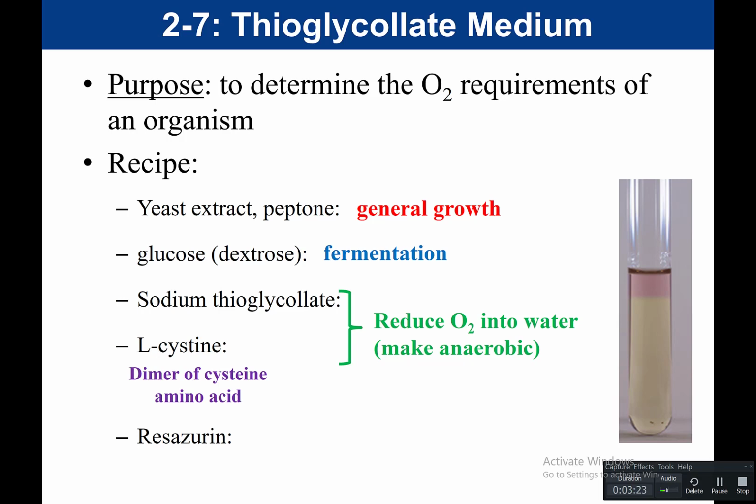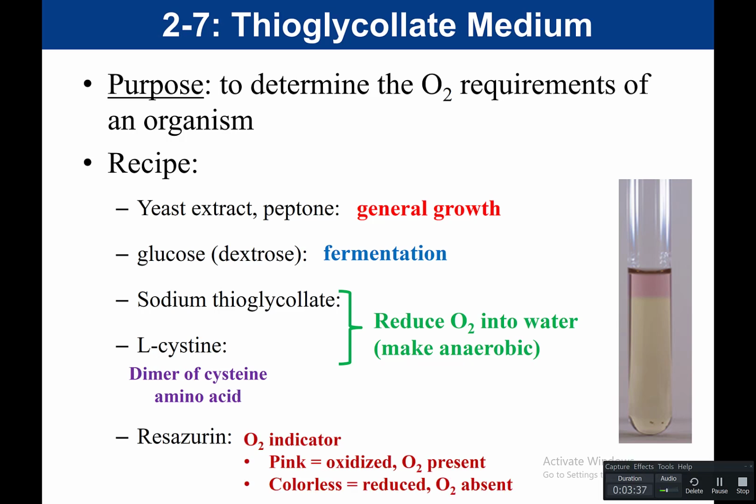Now, how do we know which part of the tube is aerobic versus which part is anaerobic? Well, just like in our anaerobic jar, where we used Resazurin as our O2 indicator, we are also going to do that in the thioglycolate media. In our thioglycolate media, the Resazurin is going to be our O2 indicator. And remember that it's pink when oxidized, meaning O2 is present.